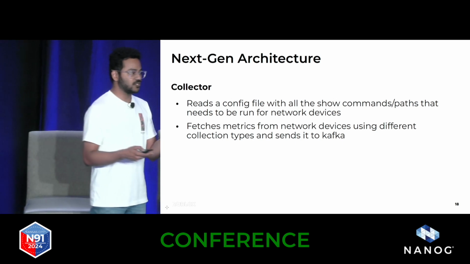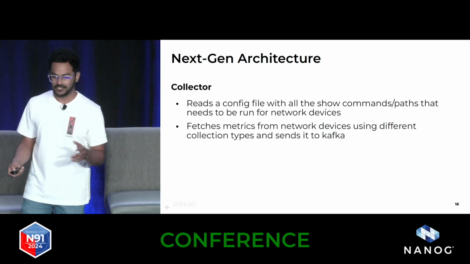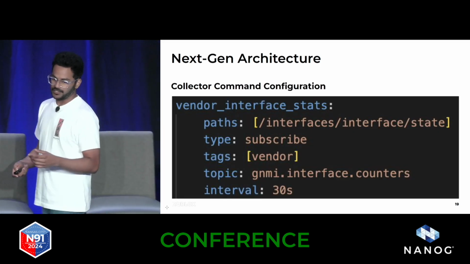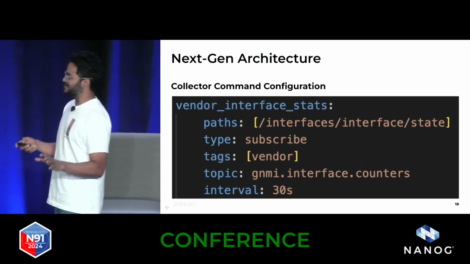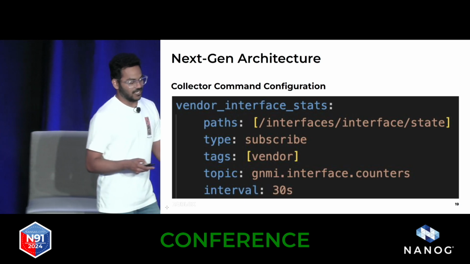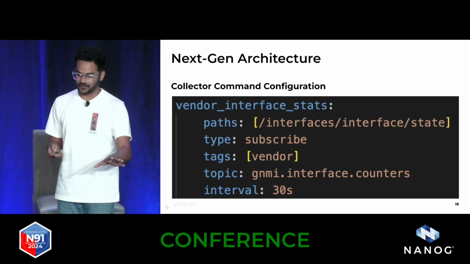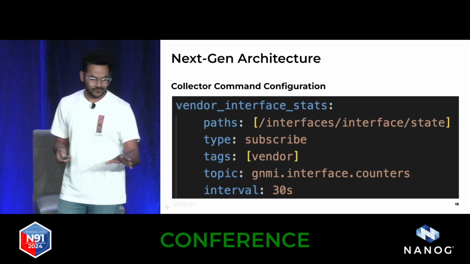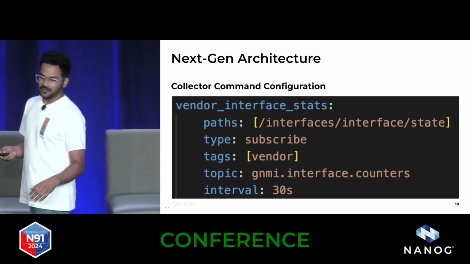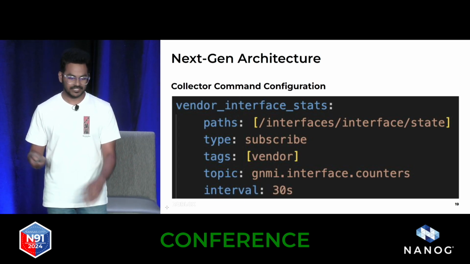But how do we correlate the show command with the network device? This is how the config looks. This is a subset of the configuration. We have a lot of other configuration that I haven't mentioned here, so this is just for the command. The first one you see is called paths. Paths is, in this case, GNMI paths. We're saying we want interface data.